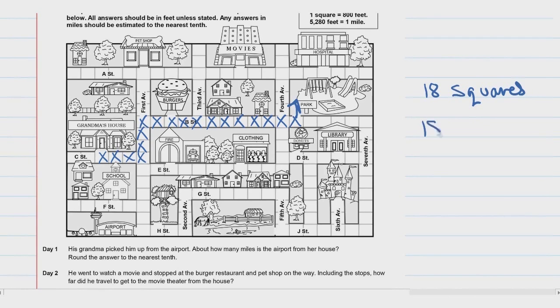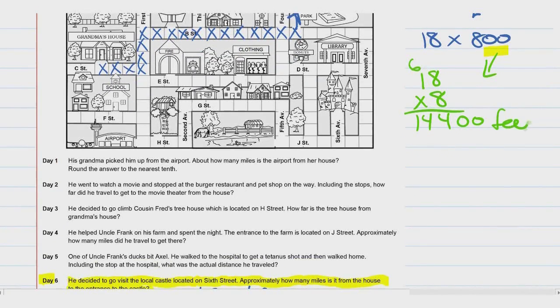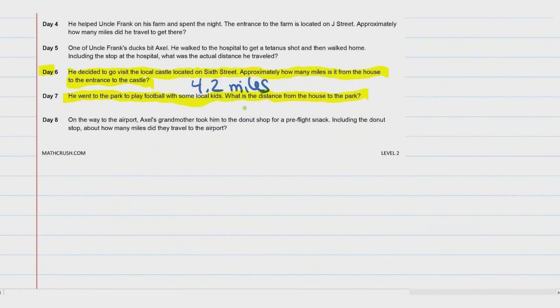And again, we need to multiply 18 by 800. But we don't care about these zeros right there. So we just do 8 times 18. 8 times 8 is 64. Carry the 6. 8 times 1 is 8. Plus 6 is 14. Then we bring back these two zeros, and we get 14,400 feet. So I write 14,400 feet.